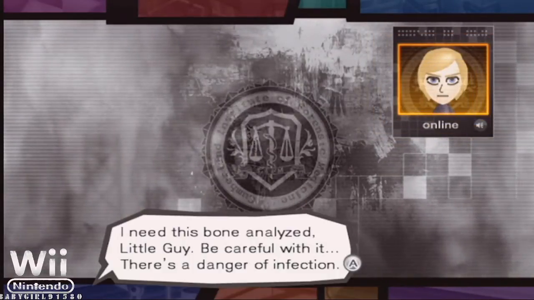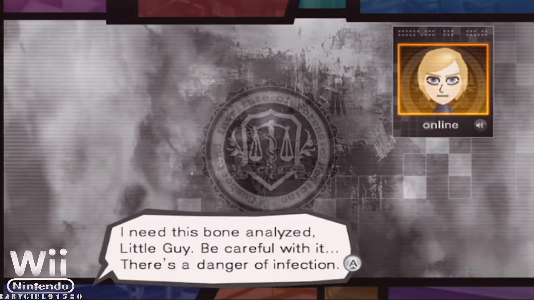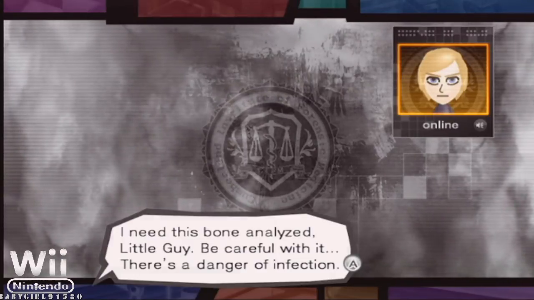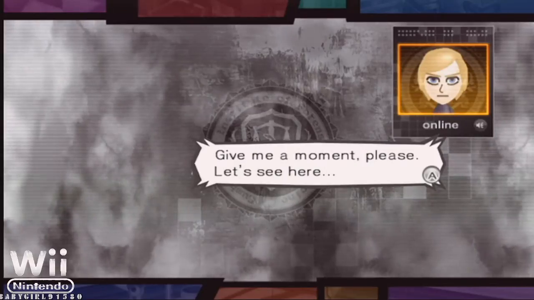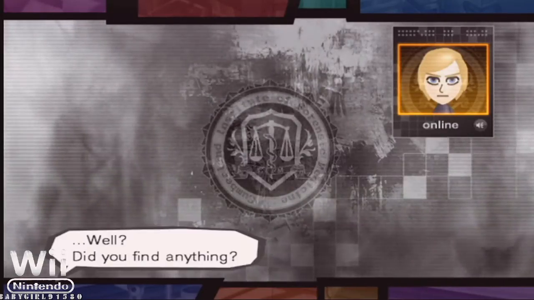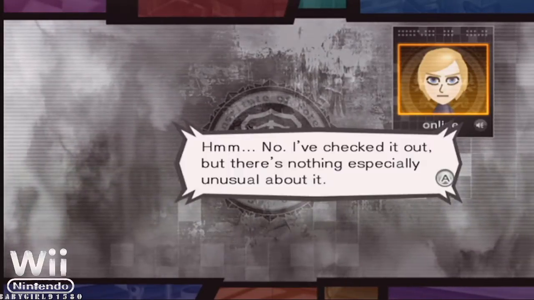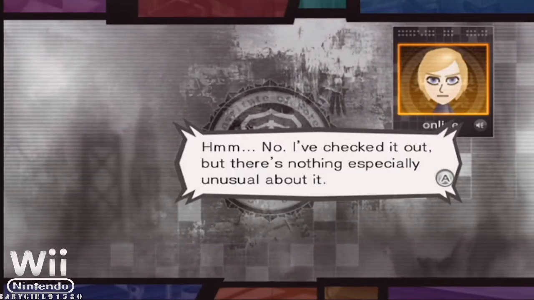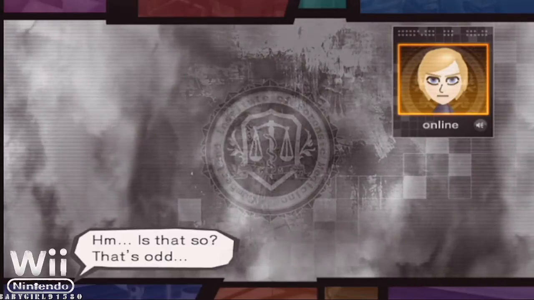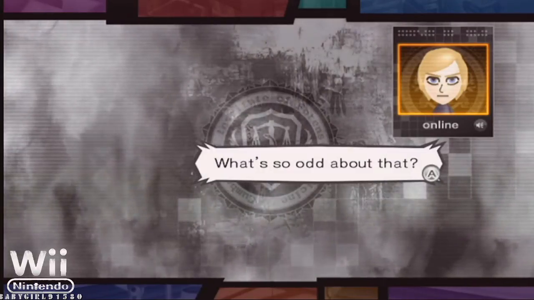I need this bone analyzed, little guy. Be careful with it. There's a danger of infection. Oh, can you warn me a little sooner next time? Give me a moment, please. Let's see here. Well, did you find anything? No, I've checked it out, but there's nothing especially unusual about it. Is that so? That's odd. What's so odd about that?